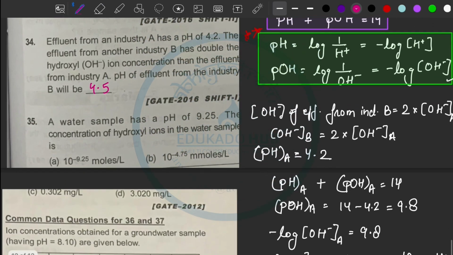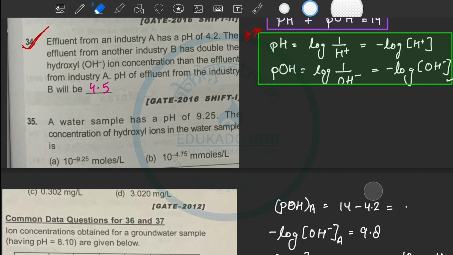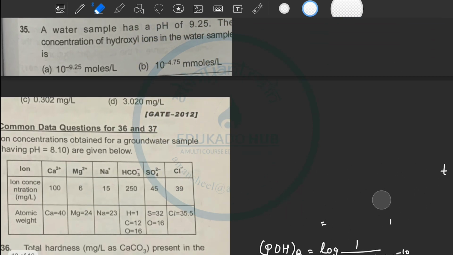Next is question number 35. A water sample has pH of 9.2. The concentration of hydroxyl ions in the water sample is C. Just now we have done question number 34. If we have done question number 34, 35 will become easier, right? So let's do this. Concepts are same.